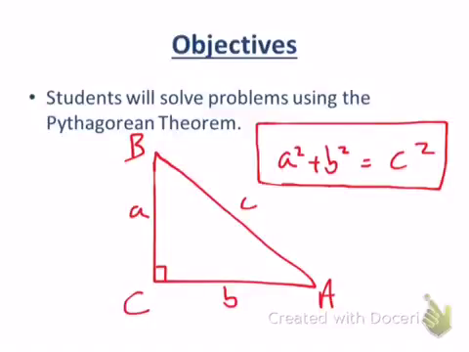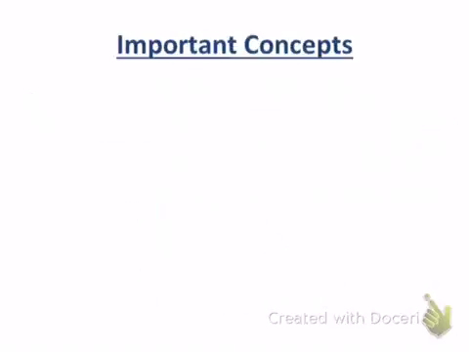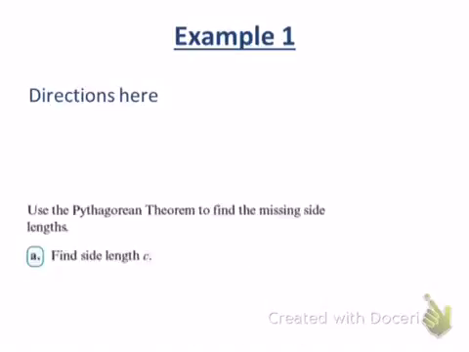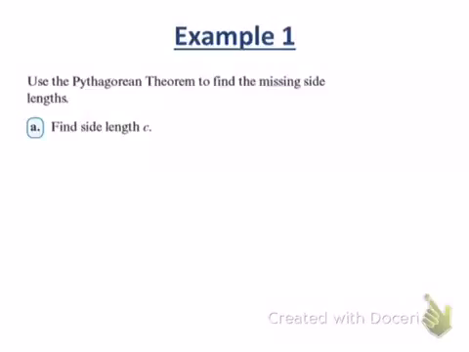And if we are missing one side, if we're missing the hypotenuse or if we're missing a leg of the right triangle, we can solve using the Pythagorean theorem. And so that's what we're looking for. Use the Pythagorean theorem to find the side of this missing triangle.